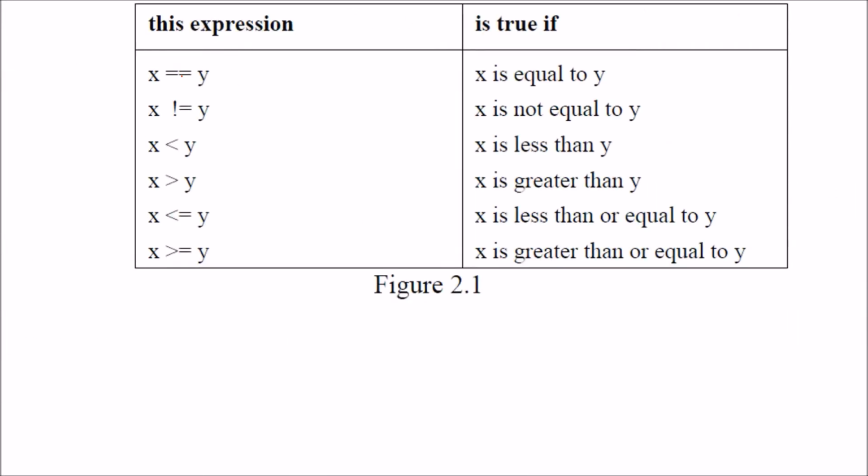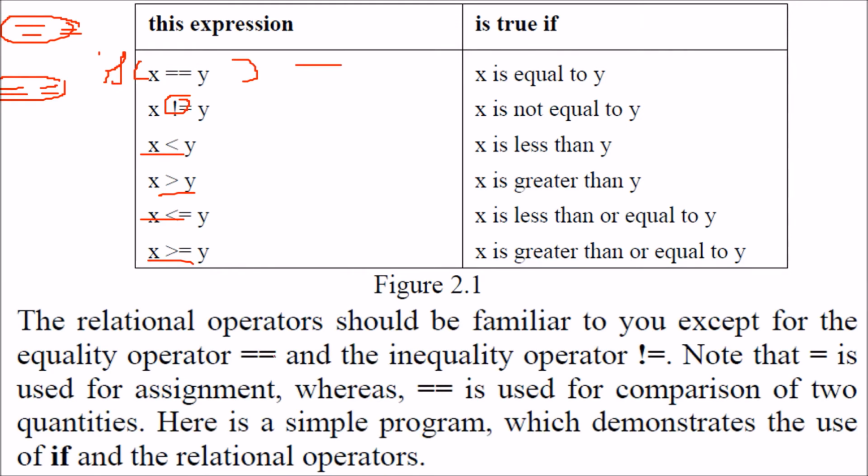Like x equal to y. If I write if x is equal to y, please understand that equality is checked through double equal to, so these are two assignment operators. So x equal to y, x not equal to y, x less than y, x greater than y, x less than or equal to y, and x greater than or equal to y. These are relational operators.